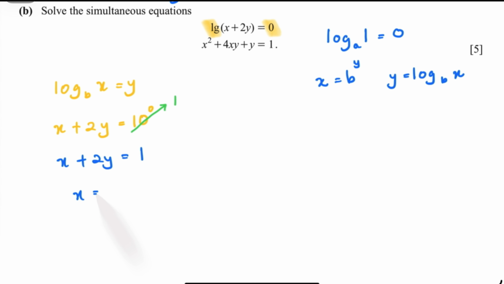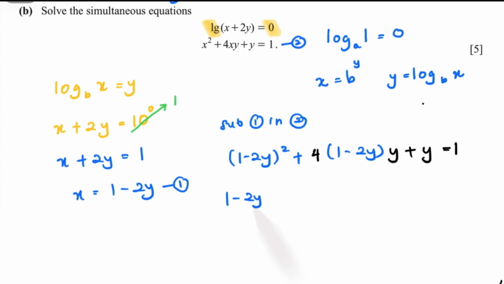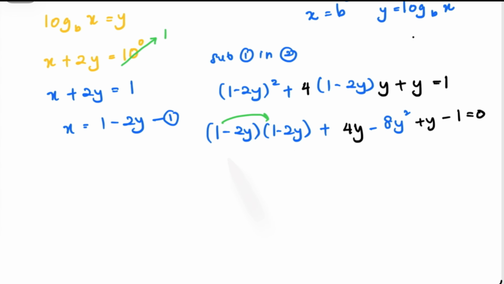Make x the subject: 1 minus 2y, that is going to be our first equation. Sub equation 1 into equation 2. Removing log helps us solve this simultaneous equation. Now substitute that in x squared plus 4xy plus y equal to 1. Now open the bracket of 1 minus 2y. Also 4 and y times (1 minus 2y) plus y, and bring 1 to the left-hand side equal to 0. 1 times 1 is 1.